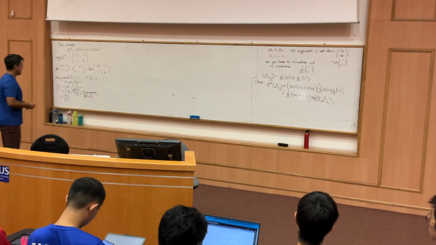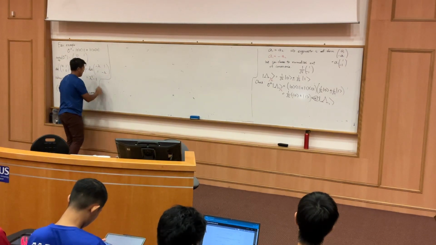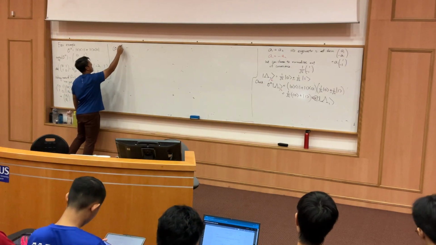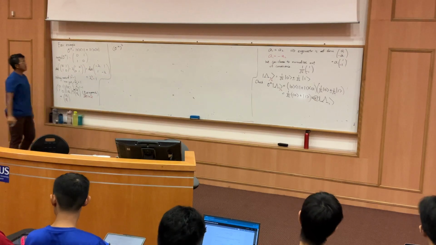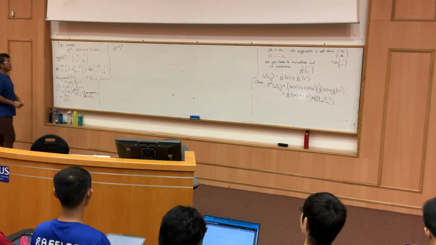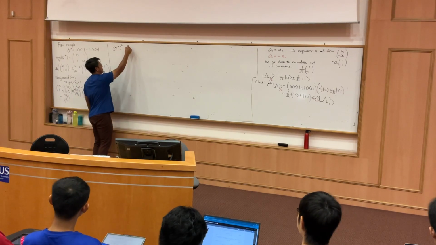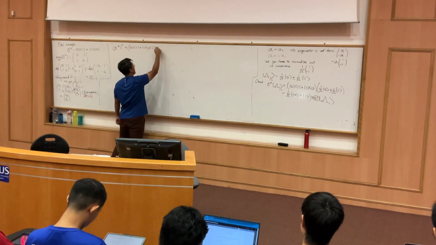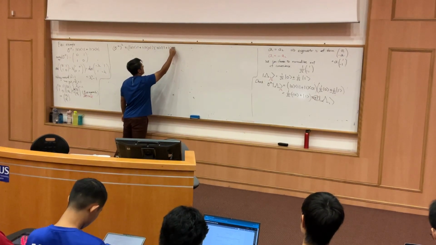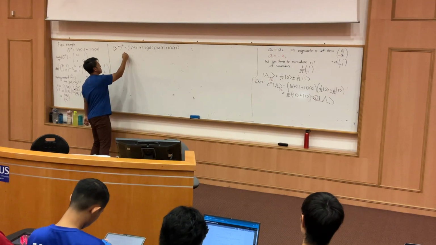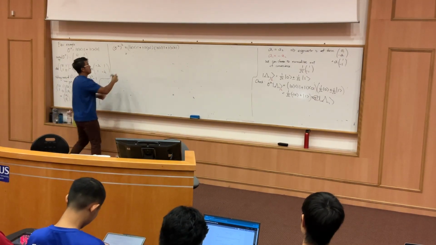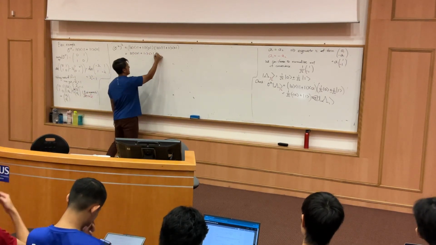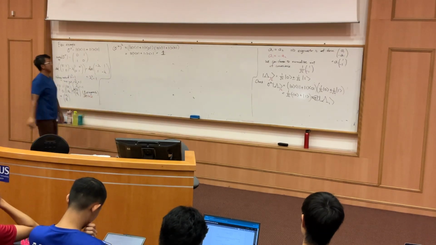Interestingly, let's compute sigma x squared. But we did this already in class. So if you expand it up, you get 0, 1 plus 1, 0, 0, 1 plus 1, 0. And therefore we get, this is equal to 0, 0 plus 1, 1. And that's equal to the identity.